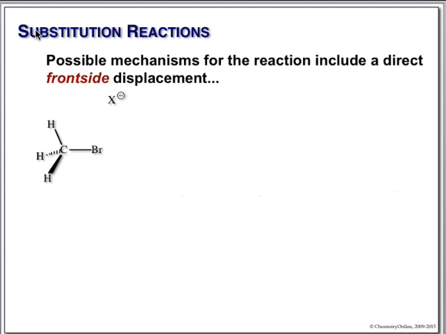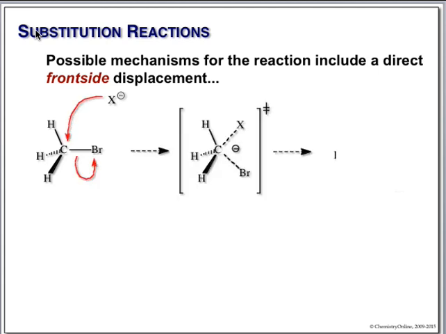One is a front side displacement. Instead of the nucleophile attacking the back of the carbon, in the front side mechanism, it's simply going to sneak in here and hit the carbon, like that. Our transition state would look like this. Partial bonds to the electrophilic carbon, partial bond to our leaving group, overall a net negative charge. And we would wind up with the same products. Once again, in the rate limiting transition state, we have the electrophile and the nucleophile. So this would also be bimolecular. So this is a viable mechanism.